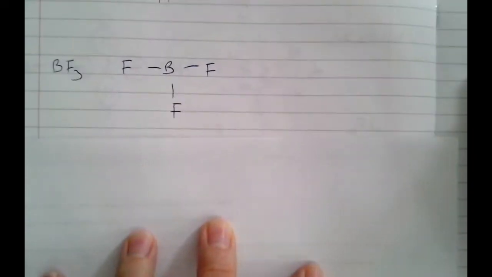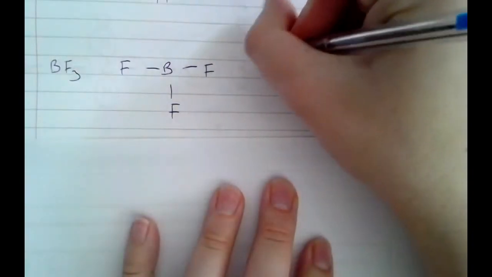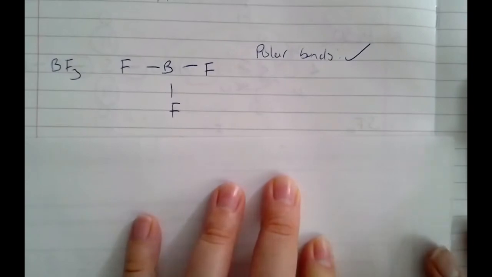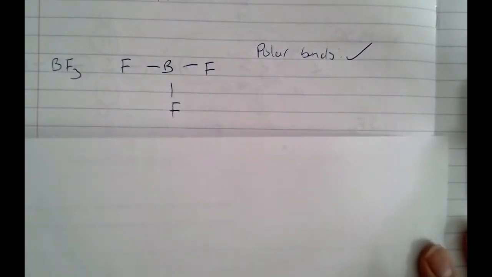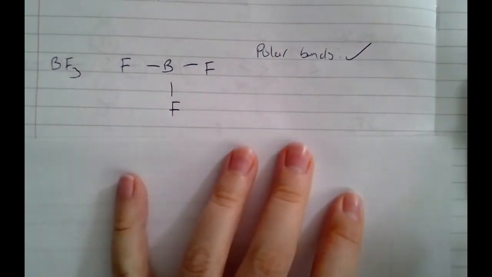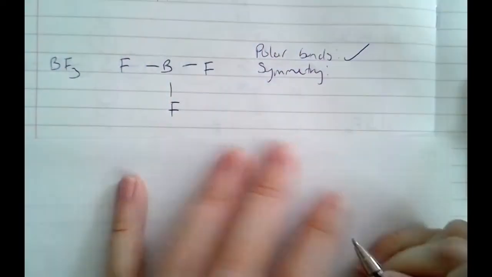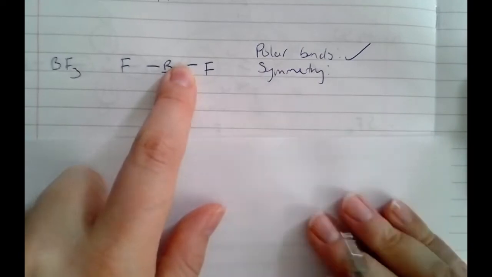BF3, do I have polar bonds? Again, the answer is going to be yes. Fluorine is your most electronegative atom. Whatever it's bonded to, that bond is going to be polar, so I've got polar bonds. Do I have symmetry? I look at the shape. Alright, I've got 3 bond pairs. There's no lone pairs.